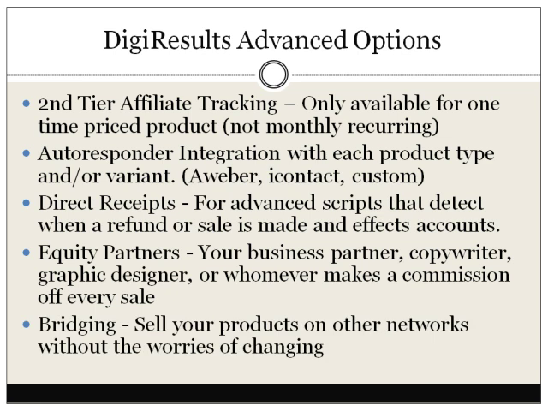And of course, DigiResults has bridging, which is one of the more advanced options. I'll say that most sites do not have this type of option, which is a really good part of DigiResults. Basically, bridging is selling your products on other networks without the worries of changing your other networks. So, for example, if your product is on different affiliate networks, you can actually put it on DigiResults and bridge it so that if somebody makes a sale on pay.com or JVZoo, it still bridges with DigiResults, and you don't have to worry about taking your product off the other affiliate networks to be compatible and bridge over to DigiResults. So that's a really cool feature that is part of DigiResults.